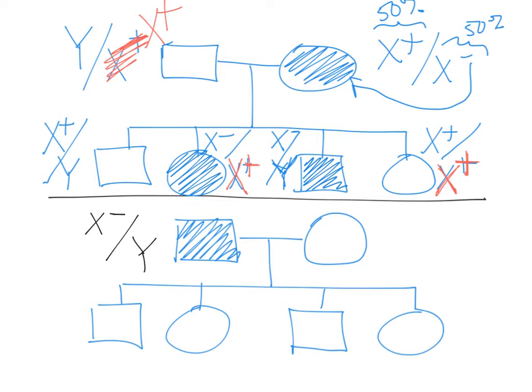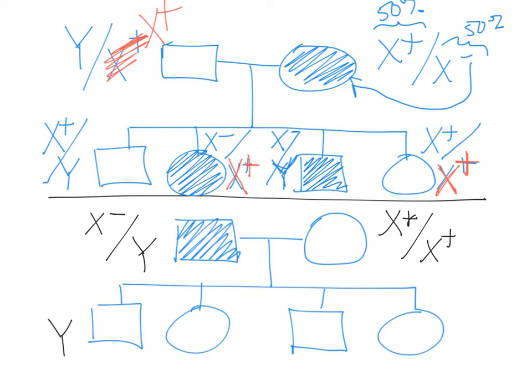What does mom's genotype have to be if this is X dominant? She can't have any minuses, right? So she's X plus over X plus. If she had even one X minus, her symbol would be filled in. She'd show the trait. Okay. So this is the reciprocal cross. What's the pattern going to be in the next generation?